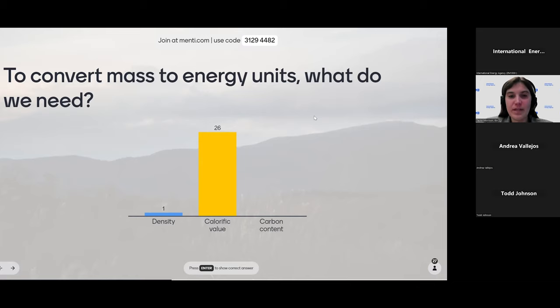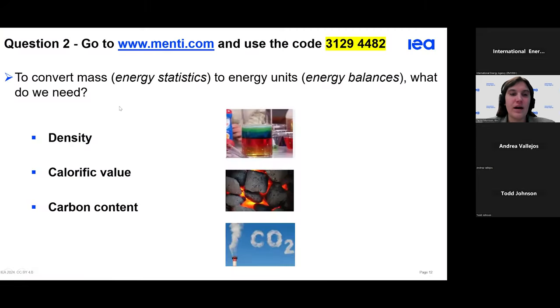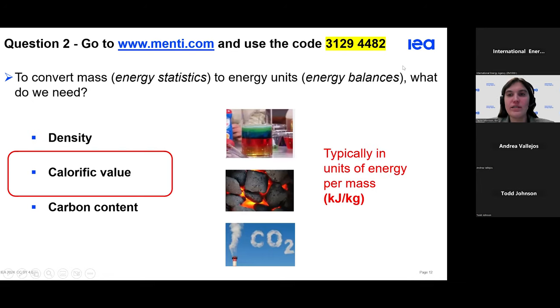Great. So I see that many of you are familiar with this already and have identified that the correct answer is calorific value. Calorific value is represented in the form of energy per unit mass.